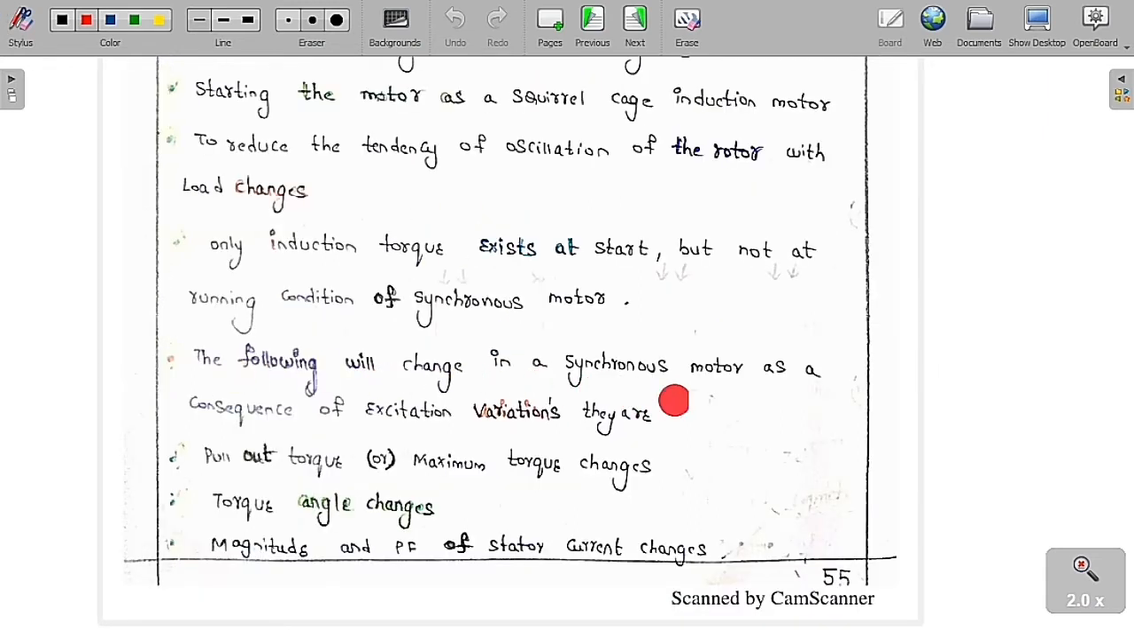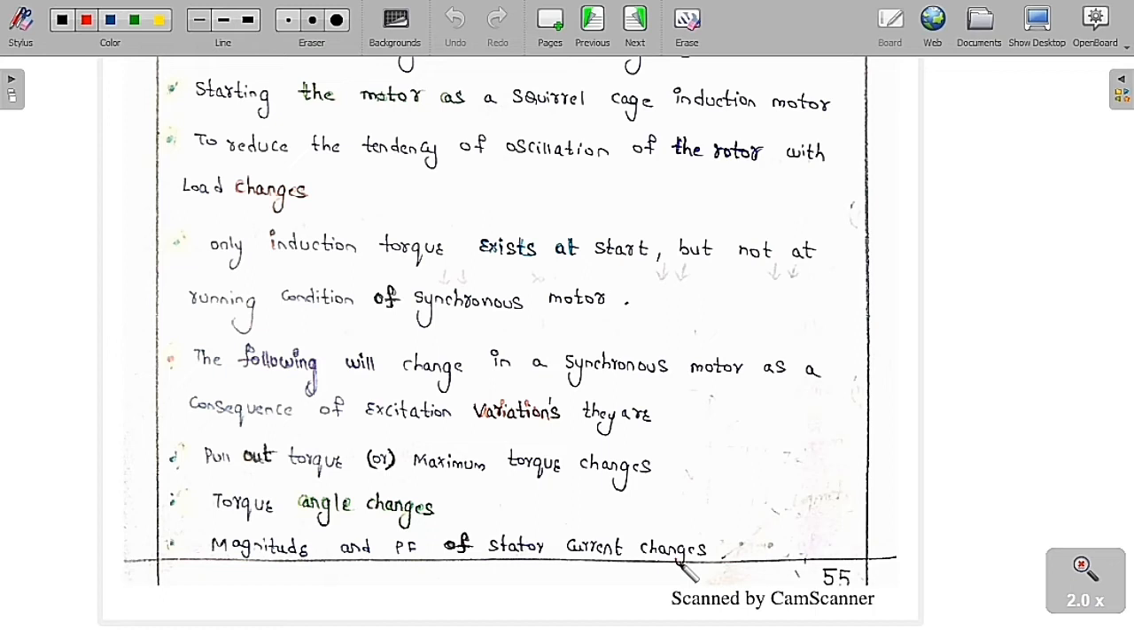The following will change in a synchronous motor as a consequence of excitation variations. They are the pull out torque or the maximum torque, the torque angle, and the magnitude and the power factor of the stator current. I have already told you, with the variation of the excitation, we can change the armature current, we can change the power factor, and also we can change the nature of the power factor. And we can also change the torque angle, which means delta between EF and V, and the maximum torque also. So all these things we can change by varying the excitation.